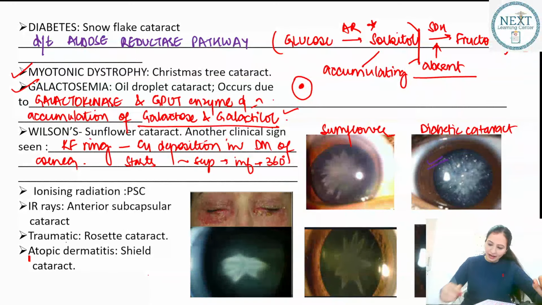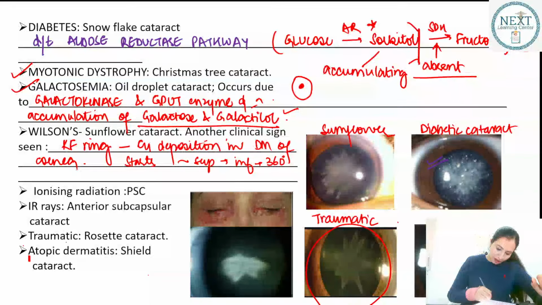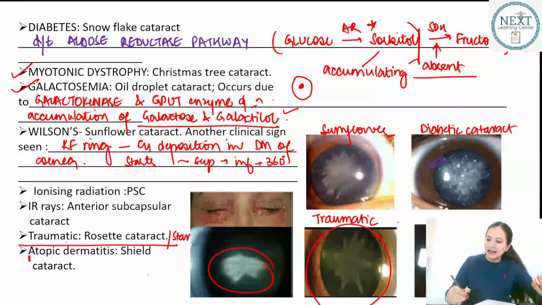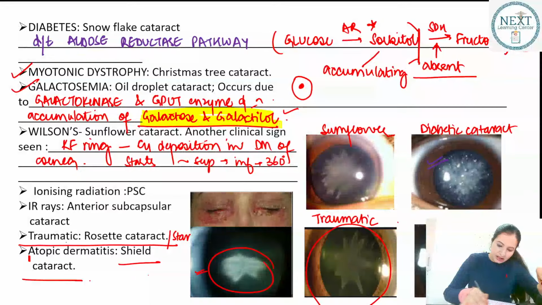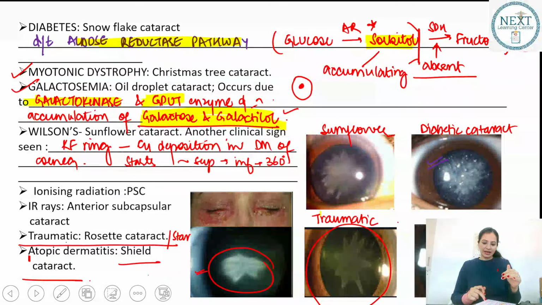If you look at this type of cataract, this is your traumatic or the star shaped or the rosette cataract. Then you have this cataract. This is shield cataract, which is characteristic of atopic dermatitis. So these are the important points that you need to know in this slide. This is one of the very high yielding slides of cataract.